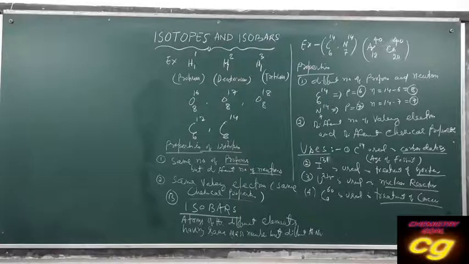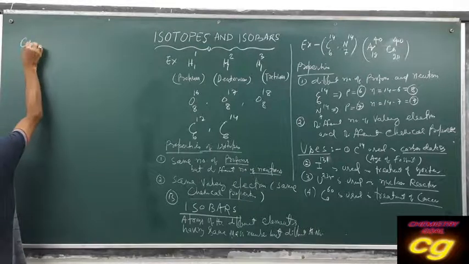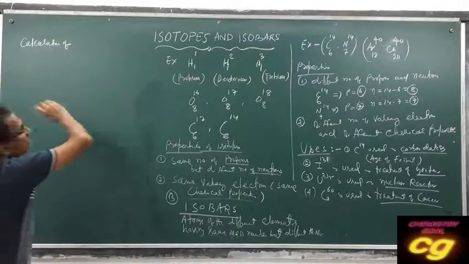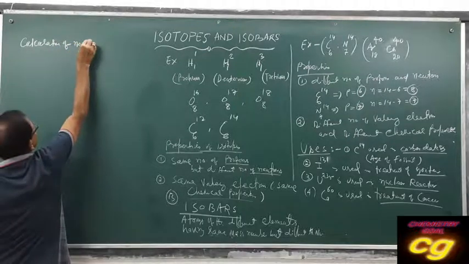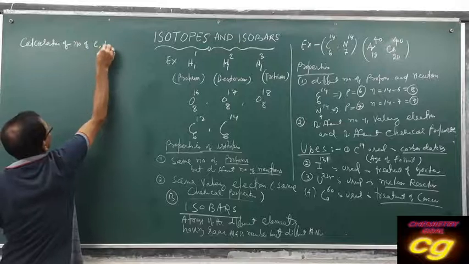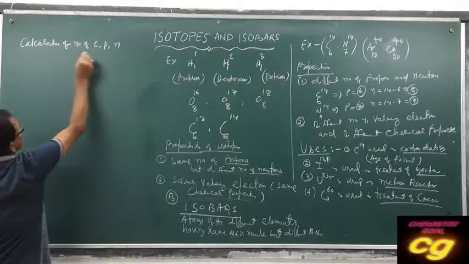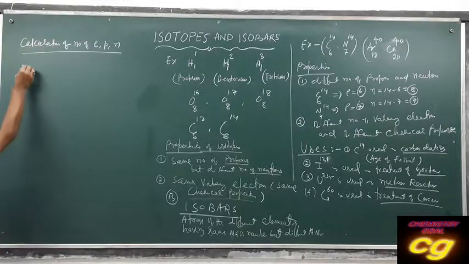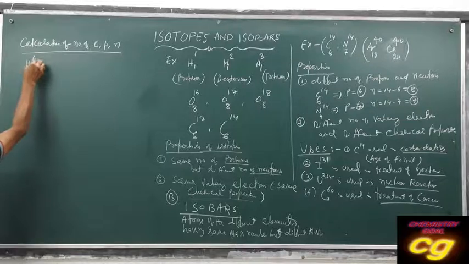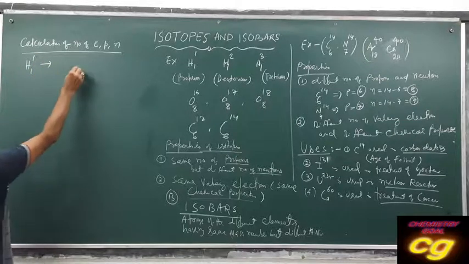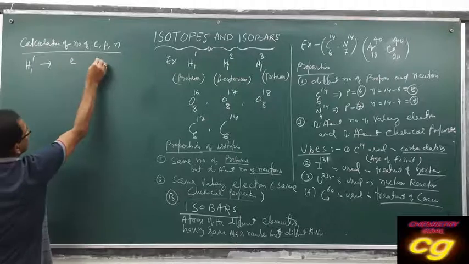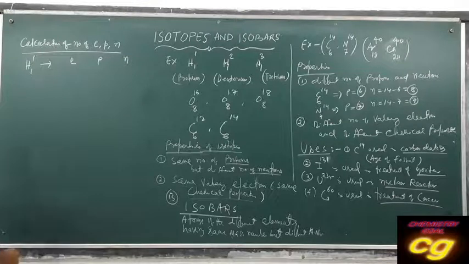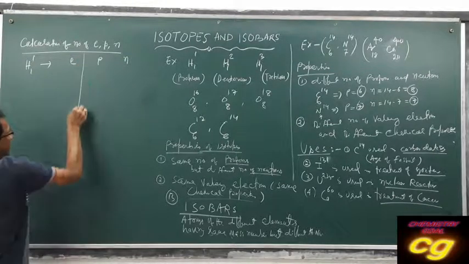Now we will do the calculation of the number of electrons, protons and neutrons. For example, hydrogen, H 1,1. You see, make a table of the number of electrons, protons and neutrons. If you draw it, if you make columns, it will be better.